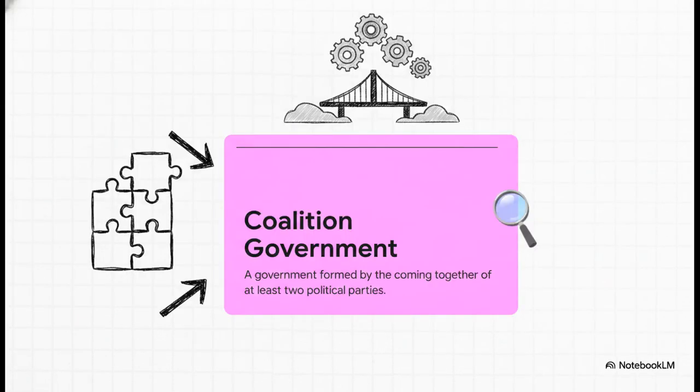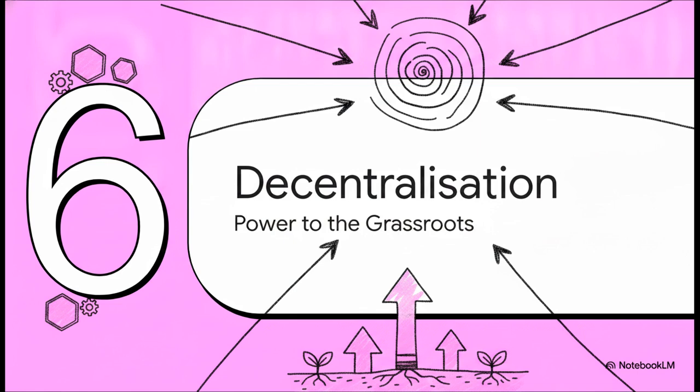A major driver of this post-1990s shift was the rise of the coalition government. Suddenly, no single party had a clear majority in the national parliament. So, major national parties had to enter into alliances with a bunch of other parties, including regional ones, just to form a government. This forced collaboration was huge. It made federal power sharing much more effective, much more robust in practice than it ever was in the early years of the Republic.